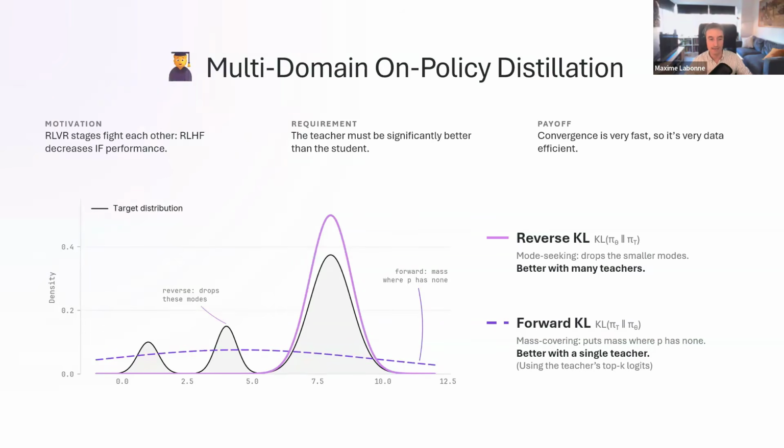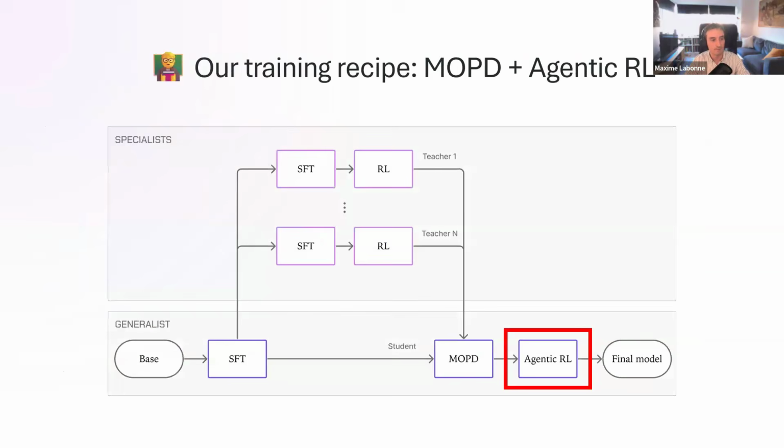And forward KL is mass covering. So you can see on the graph, it means that it's going to be a lot more covering in terms of distribution. And this is usually better when you have a single teacher because you're not going to have too many different modes. And here I would also recommend using the teacher's top K logits to do it. But there are many, many different flavors of it, and I don't think that we have converged toward a single unified solution yet.